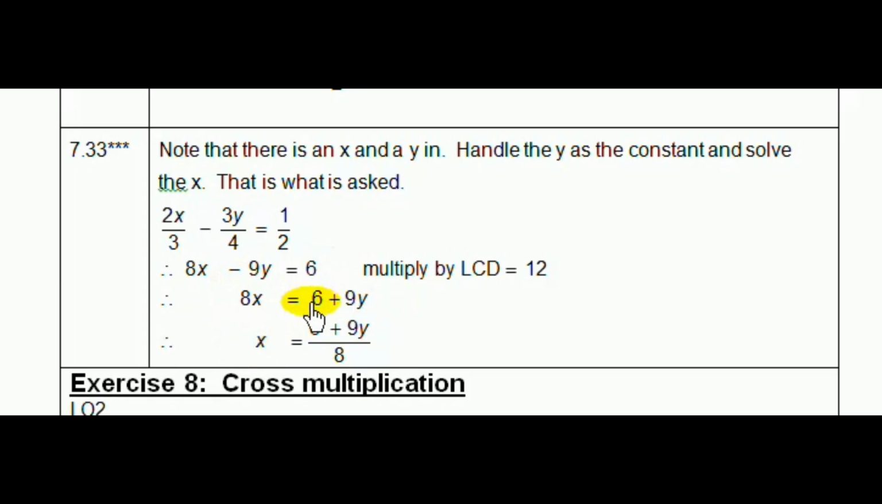So that whole thing there, each one of them, divide both of them by the 8. If you multiply or if you divide, you have to do it to the whole left hand side or the right hand side. So x is equal to 6 plus 9y over 8. The x is made the subject of this equation, or we solved x and the y is a constant, whatever.